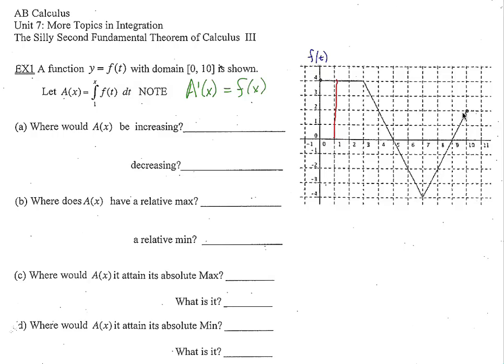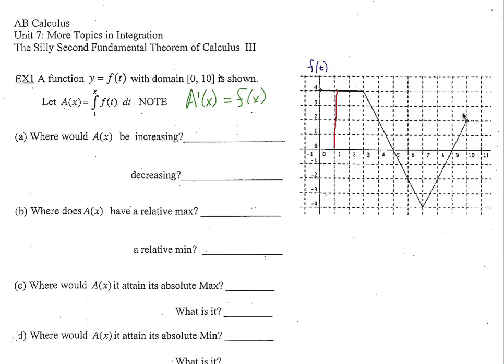Right? So up here we could label the y-axis. We already labeled it f of t. We could also label it as the derivative of the A of x function. So this graph serves two purposes. All right, so now let's walk our way through these.